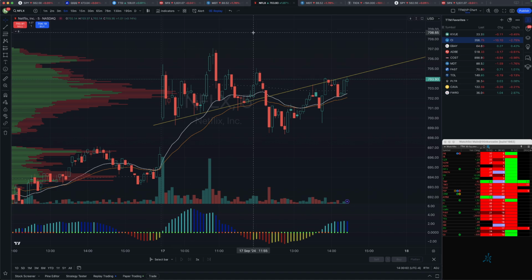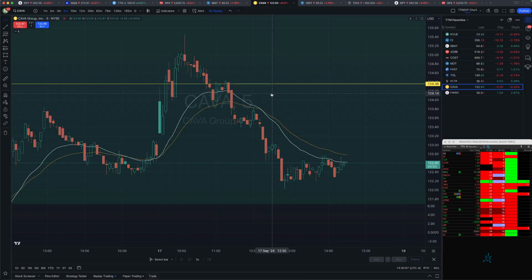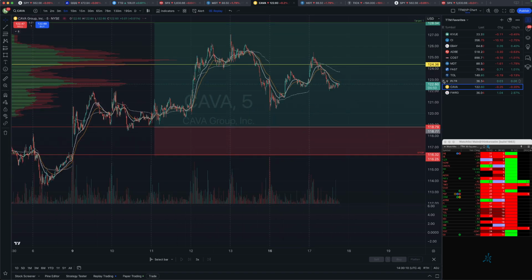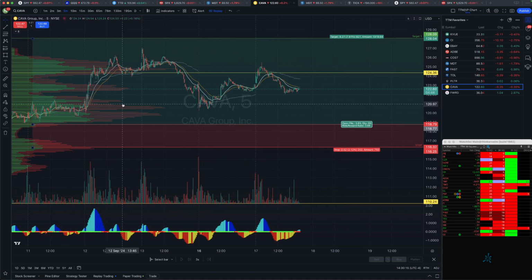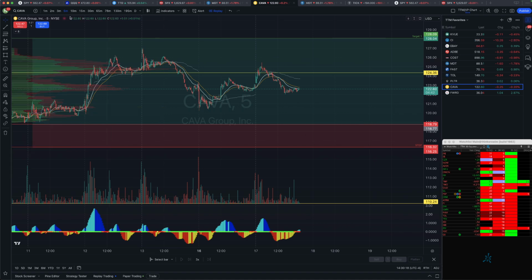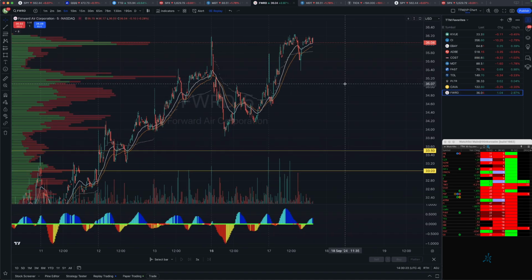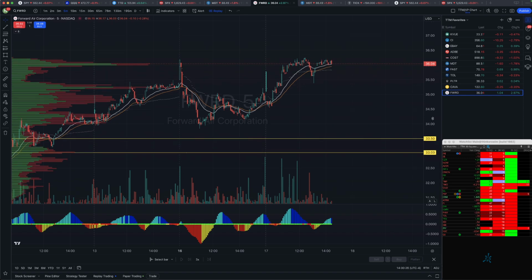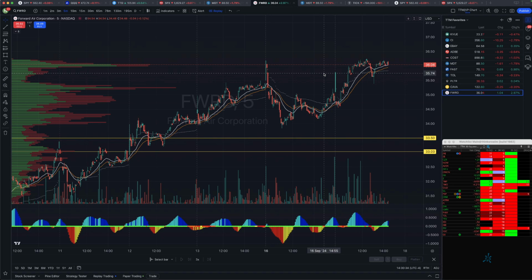Okay, so let's see, what else can we find? Let's see if there's anything in Kava. Let's back up here. Let's see, what else do we have? Forward. Okay, do we see anything happening in forward? It's not quite as clear, but here's a pattern we didn't talk about on the smaller time frame.